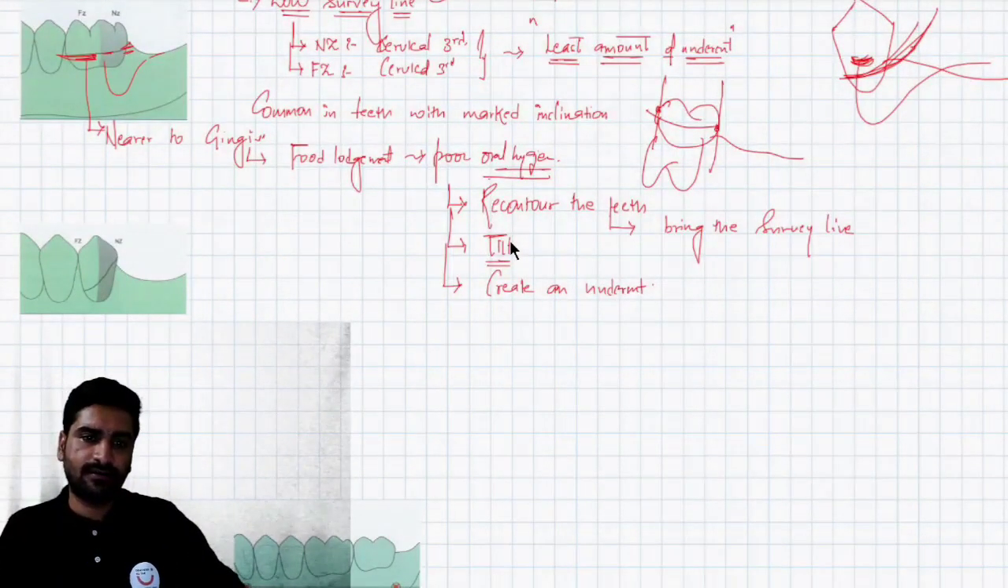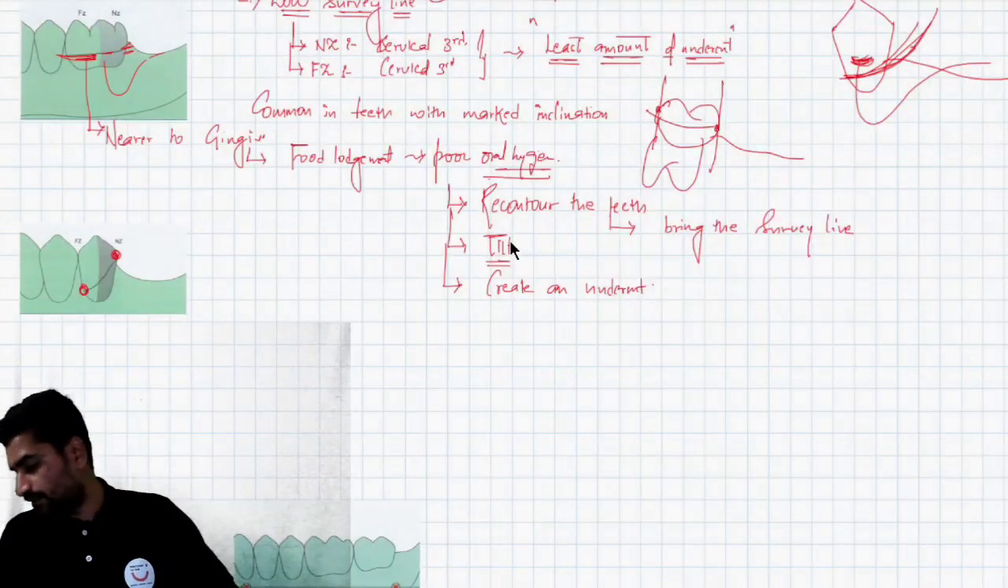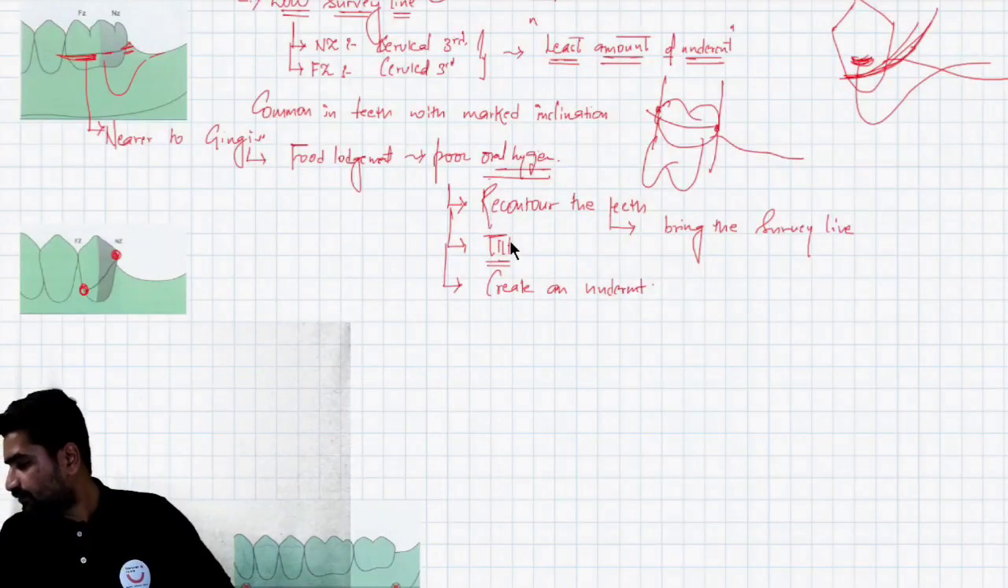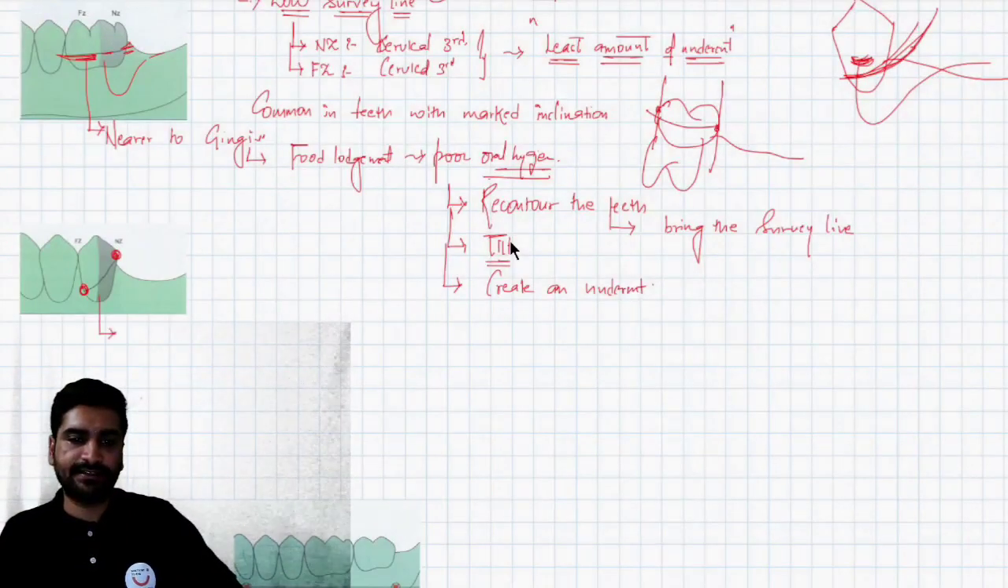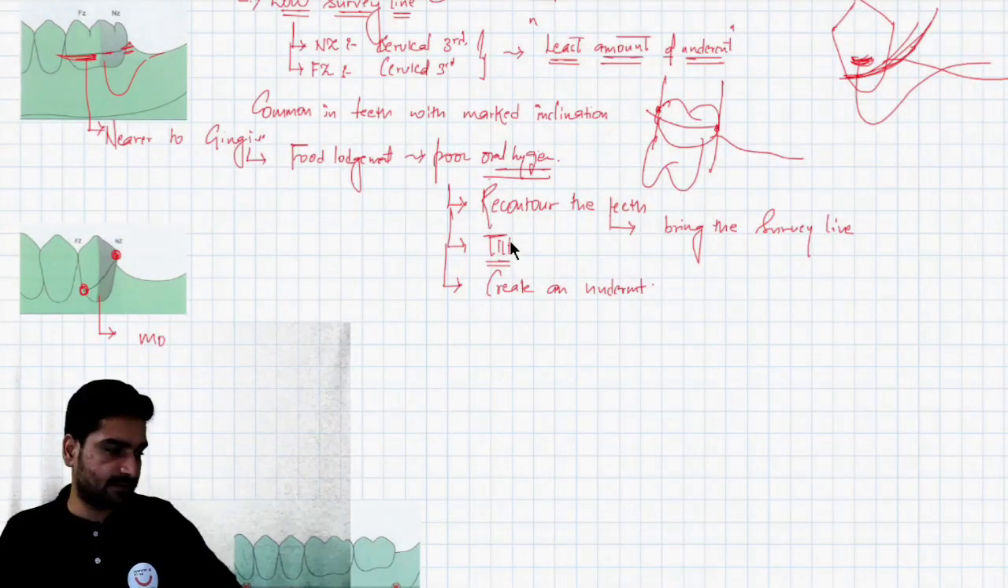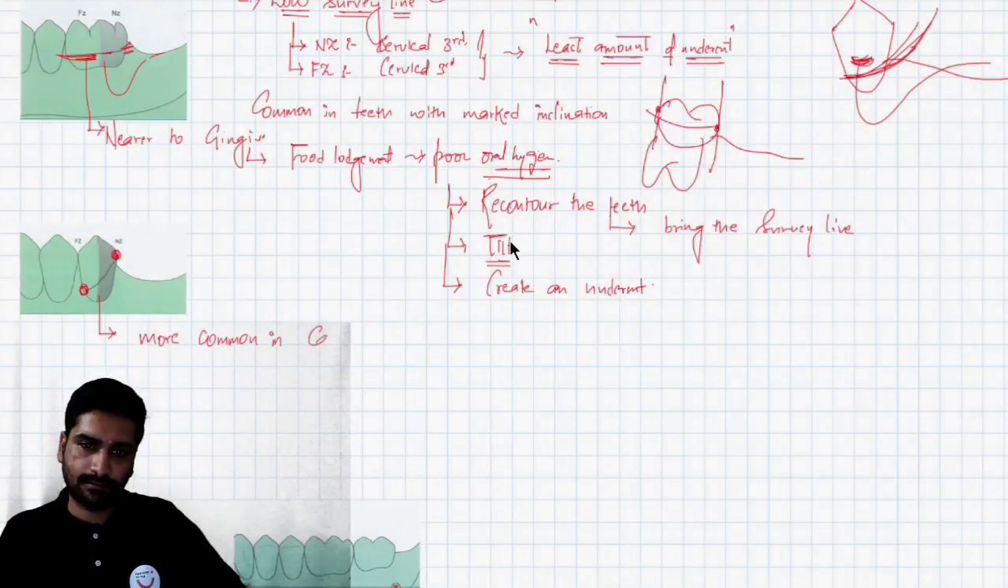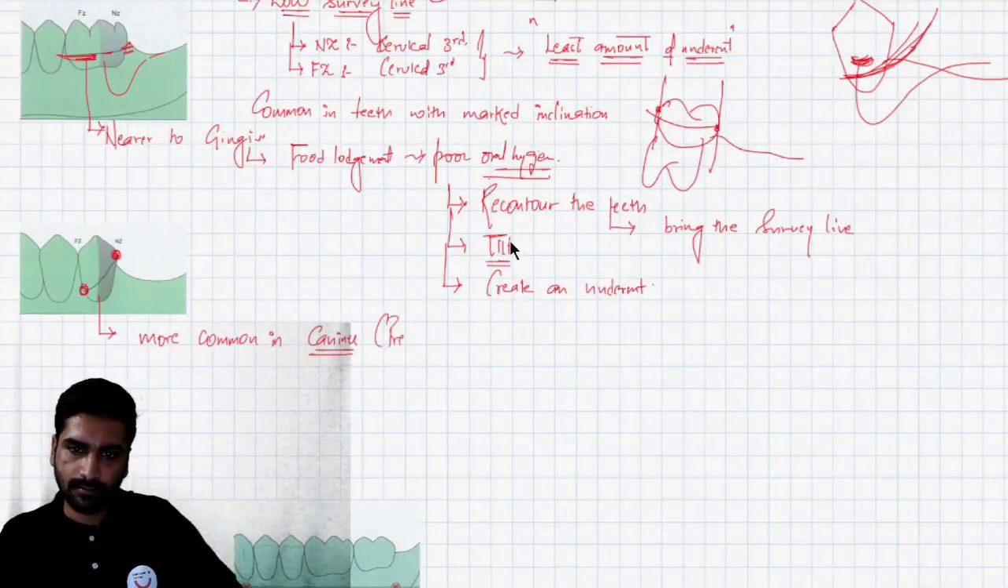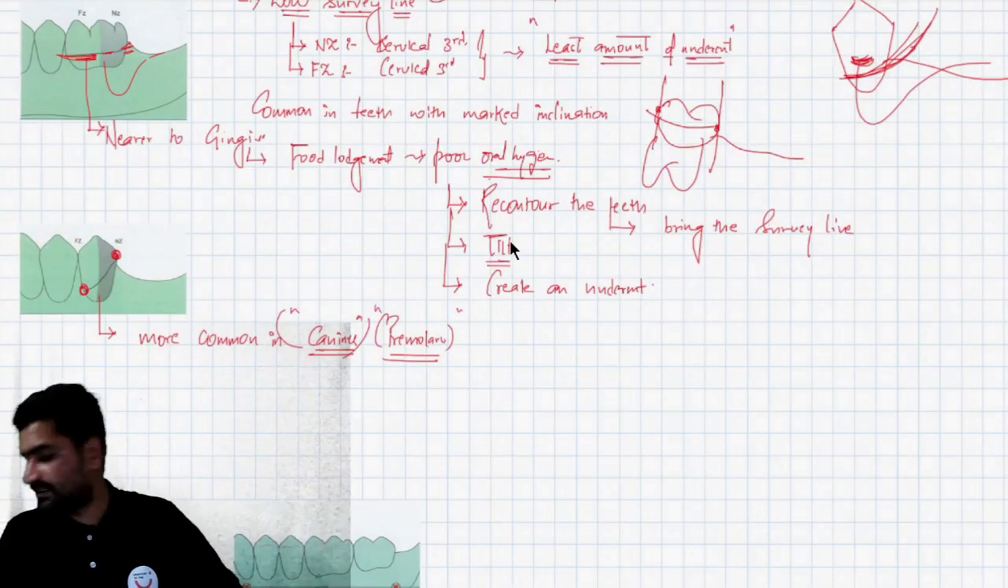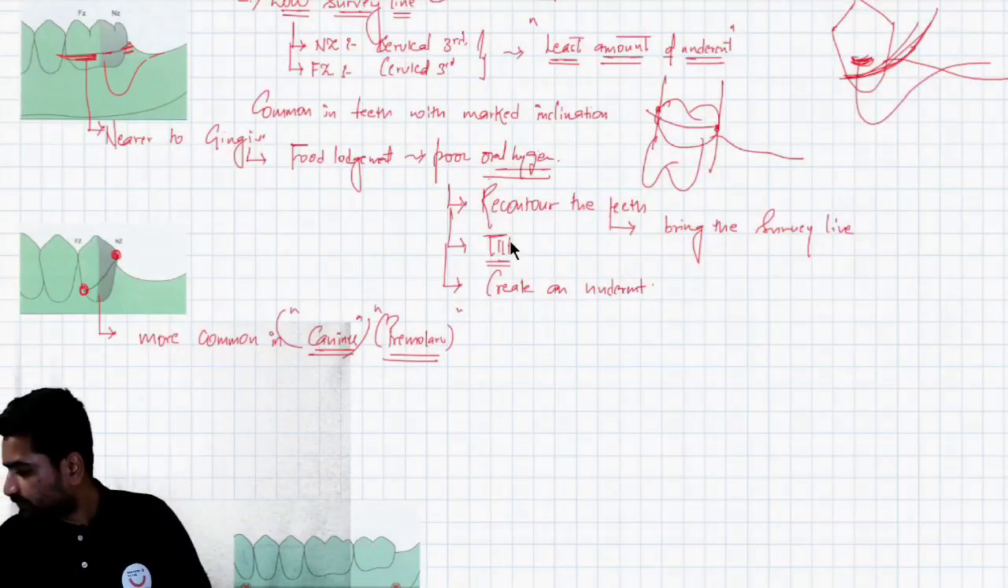Diagonal is like on one side it will be at occlusal third, one side it will be at middle third, right? So it is more common in canines or premolars also, right? So canines and premolars are two teeth where you will see this diagonal kind of survey lines.